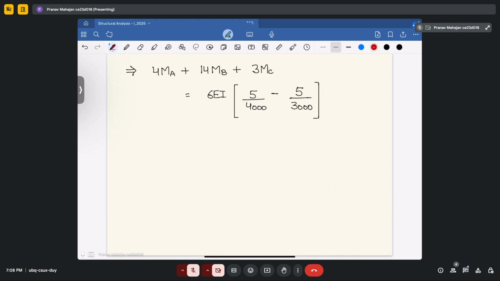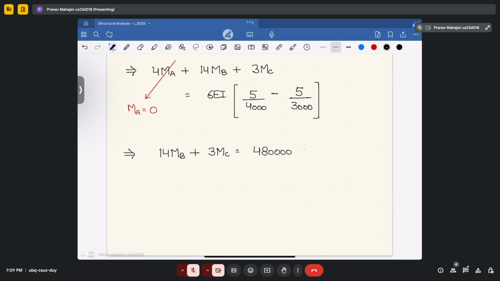As we have already mentioned, your MA is equal to 0. So that means this part of the equation will be gone and your EI is 80,000. So let's substitute that. So it will give you 14 MB plus 3 MC to be equal to 80 into 6. That means 480 into 1000.